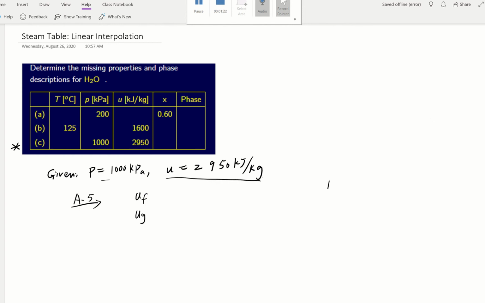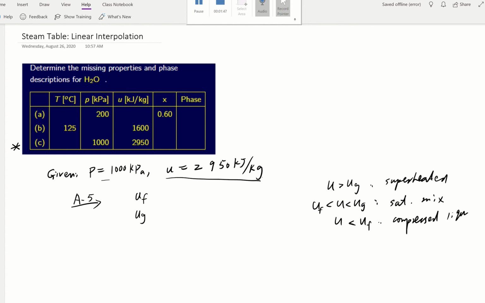Like we said, if U is greater than UG, that's going to be superheated vapor, right? If U is between UF and UG, we know it's a saturated liquid vapor mixture. And if U is less than UF, we know that's going to be a compressed liquid. So that's going to be our guideline. And in order to do that, we have to find those two numbers, UF and UG, from the table first.